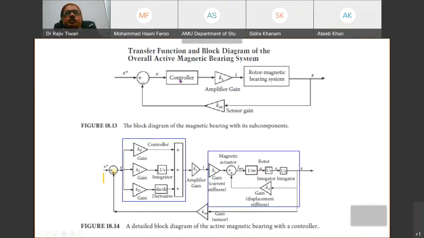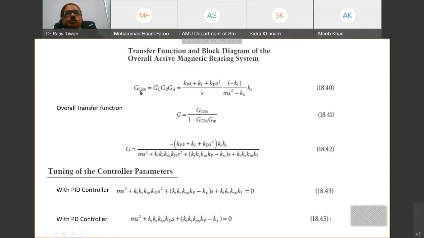Here you can see the controller, amplifier, rotor AMB system and the sensor. If we put in the previous block diagrams of the controller and of the rotor AMB system, we are able to put everything together and get the overall transfer function. So this is the overall transfer function. We already obtained KC, KB. This can be rearranged to get the overall transfer function. Here, in the denominator, we are getting a polynomial, and the KP, KI, KD quantities are there.